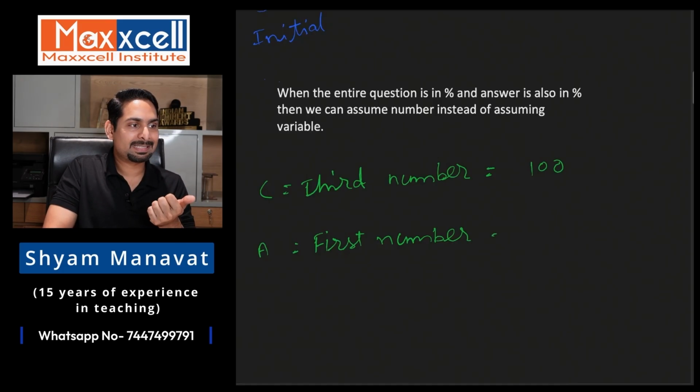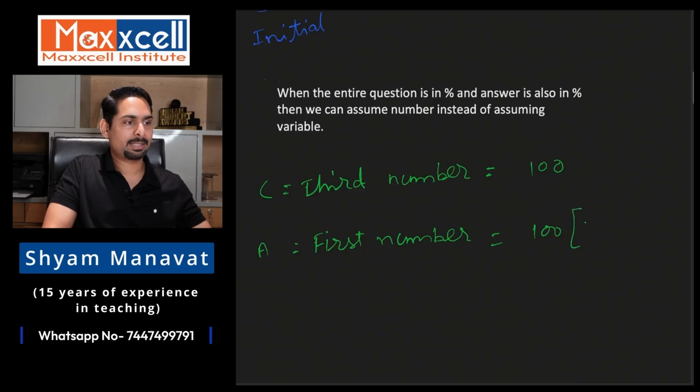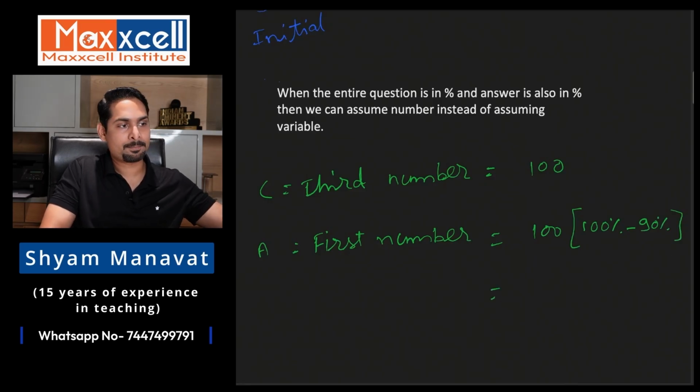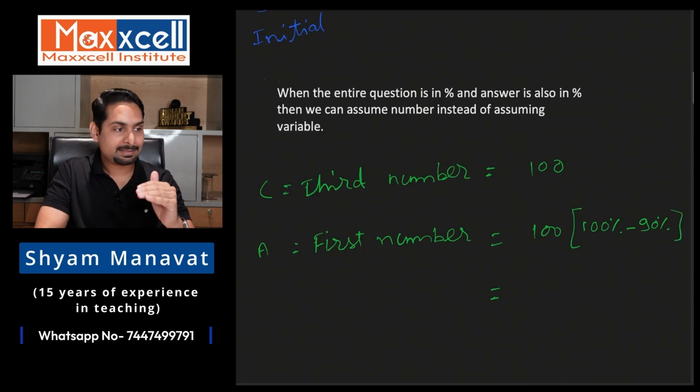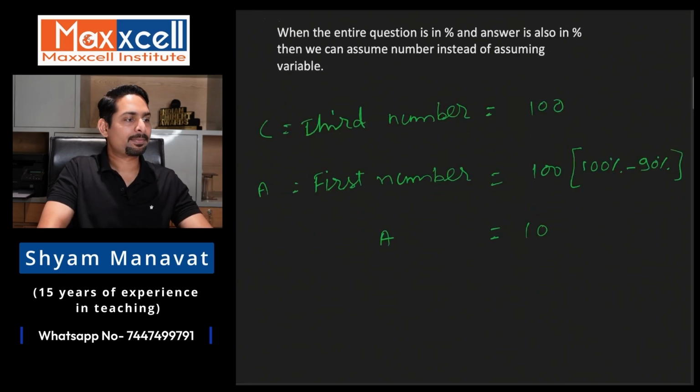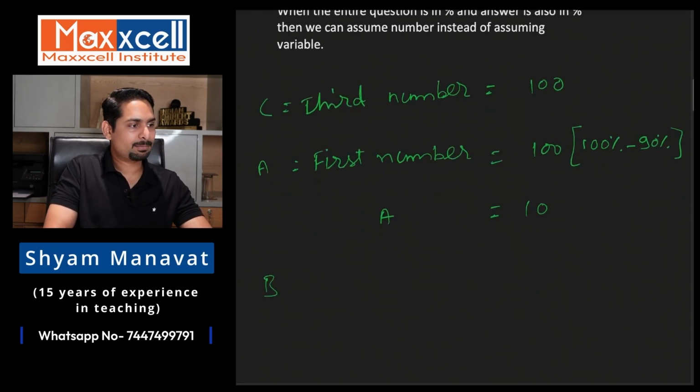So the first number is 90% less, right? So it will become 100, which is the third number, and then 90% less. So 100% minus 90%. You should not write all these steps. It is not required. You can understand directly. If you reduce 100 by 90, the remainder is 10, correct? So if you simplify this, you will get 10. So the first number is 10. Now look at the second number, B.